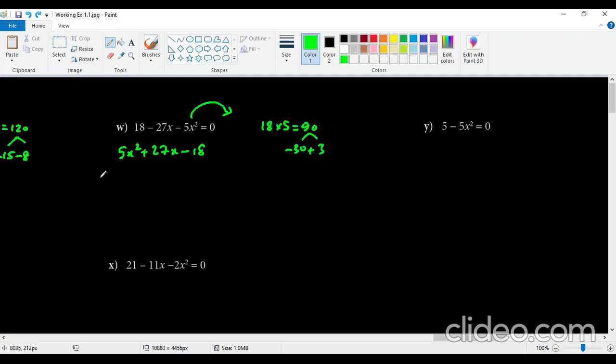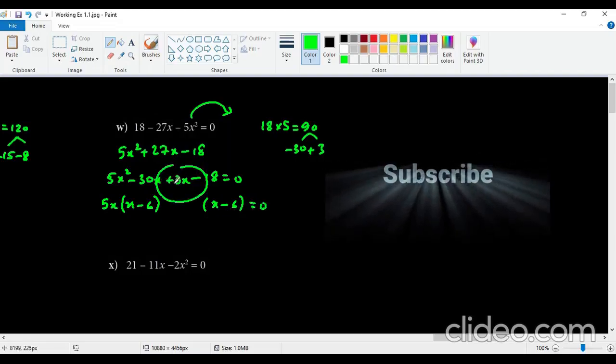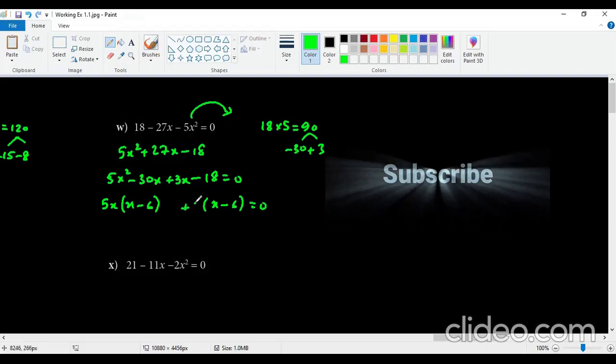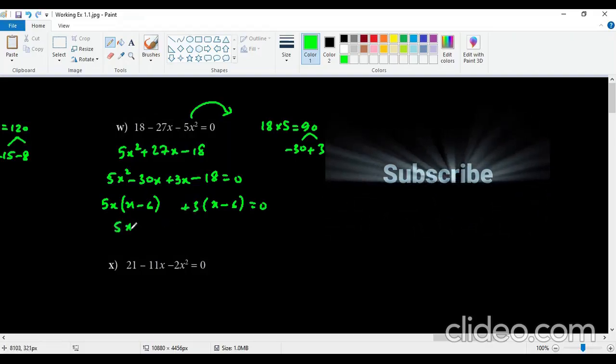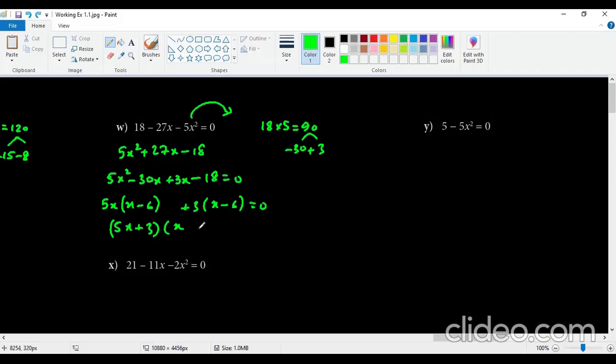So I will write this 5x squared minus 18 with the equals zero as usual, and minus 30x and plus 3x, like this. In the first part, 5x is common, so x minus 6 in one bracket, and in another bracket I will copy this down. Look at this third term, which is plus 3x. You already have x, so you write a plus 3 in between, and 5x plus 3 in one bracket, and x minus 6 in another bracket. This is going to be the final answer for this question.